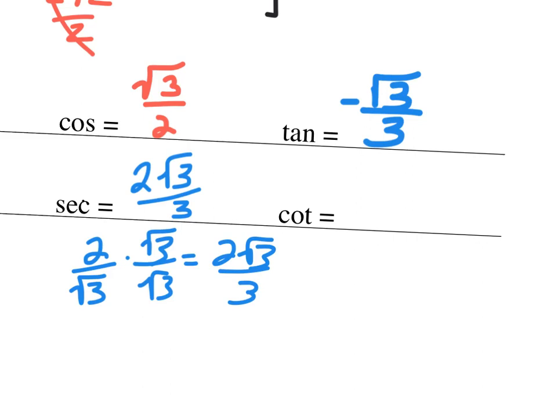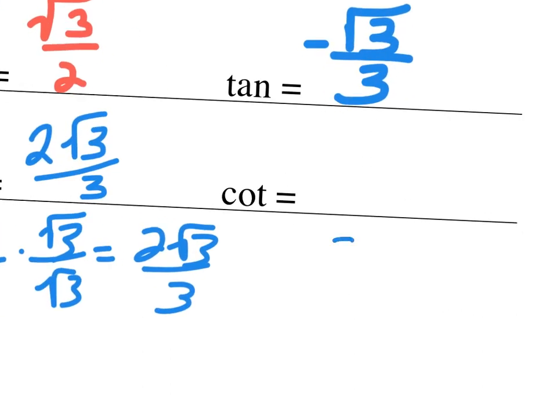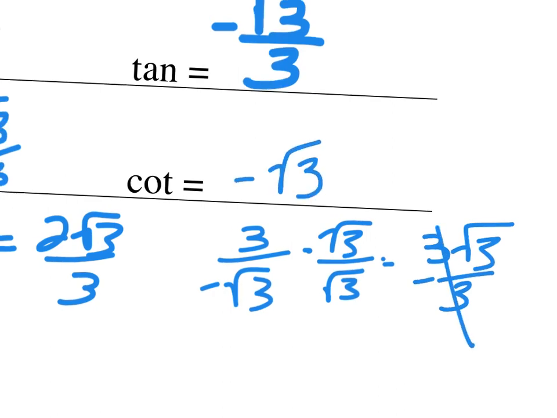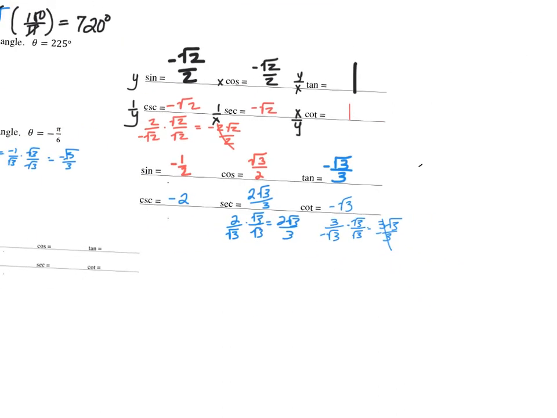And then here, I can either write out x over y, or I can just flip. Can I have root 3 in the bottom? No. So I'm going to rationalize. God bless you. And I have 3 root 3 over negative 3. What happens to my 3's? So I'm left with negative root 3. Questions? We're okay? All right.